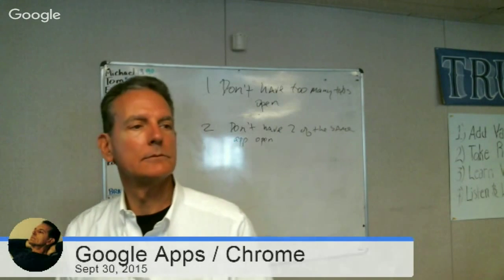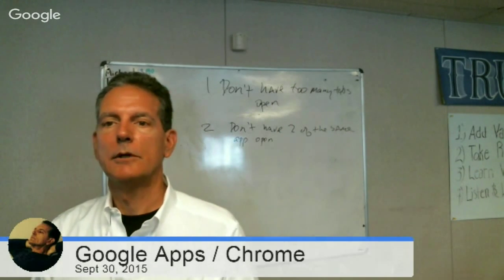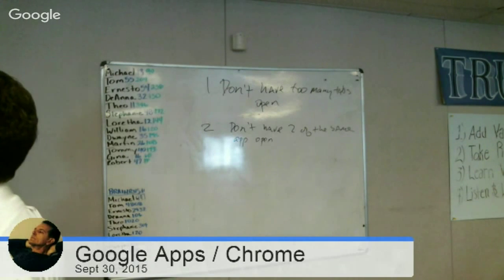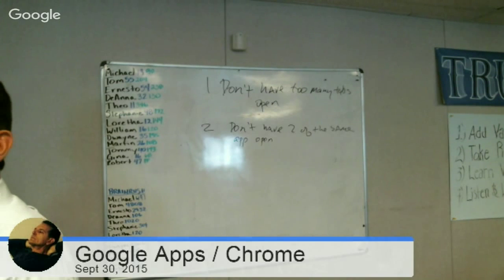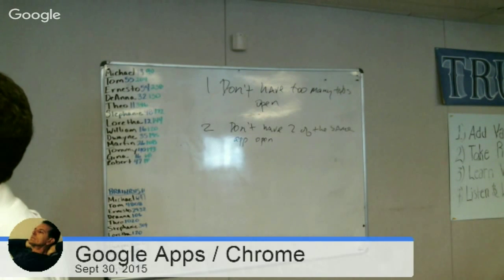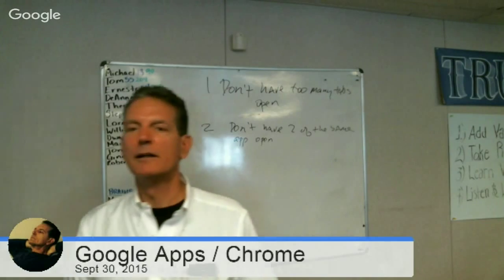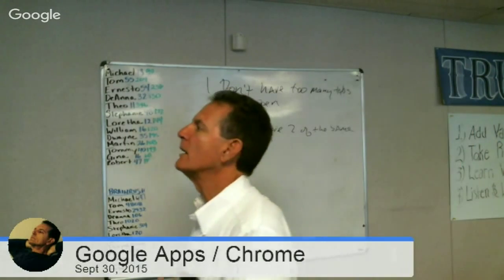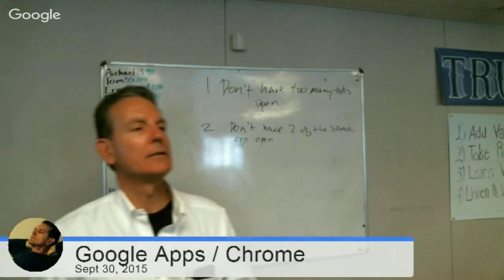Now, if I say open a tab, what do you do? You click on the tab. How do you open a tab? Tell me what to do. You go to that little one right there. It's a parallelogram, like a rectangle that's slanted. You click on that. That opens a new tab.